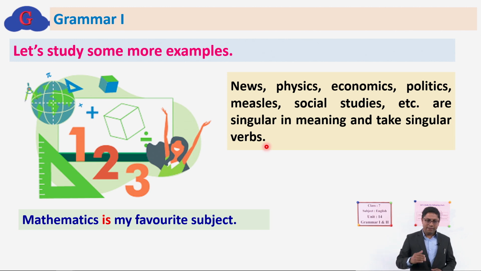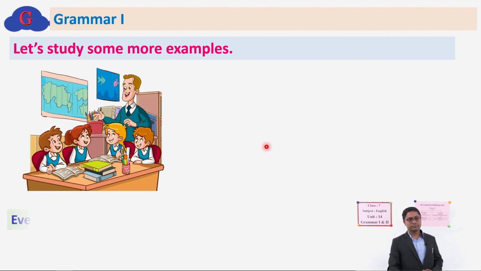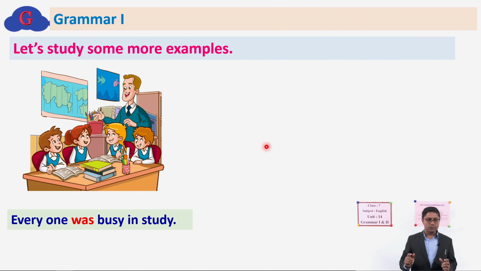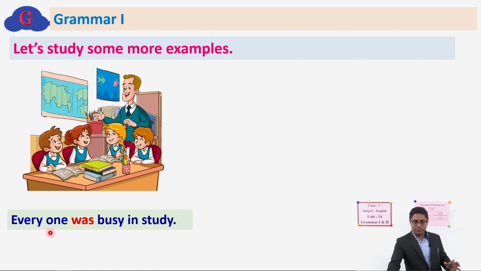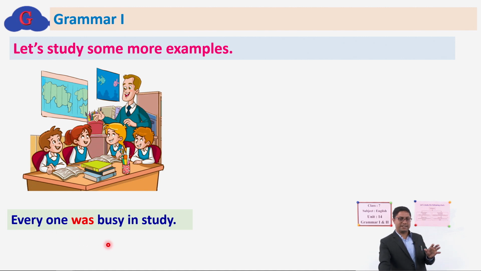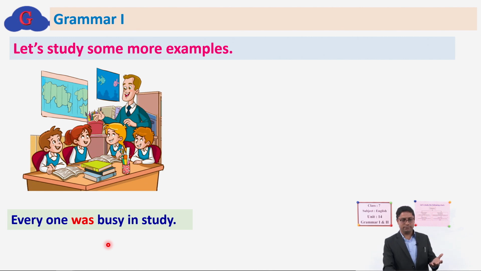Okay. Right, let us see the next example. Everyone was busy in study. See there, there is everyone, and we have used the singular form of the verb was. Okay. What is its plural form? Yes, exactly, were, W-E-R-E, is its plural form. So, we have used the singular form with everyone. There are other subjects like everyone which always take a singular verb, okay, singular form of the verb.